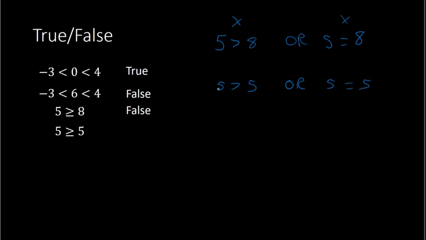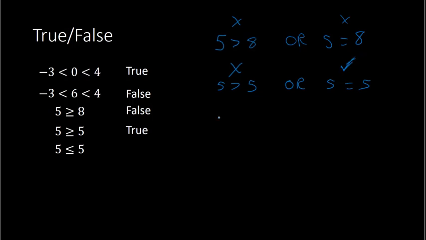For this to be true, one part of these needs to be true. 5 is not bigger than 5, but it is equal to 5. So because one part is true, the entire statement is also true. And that's with any or statement. With any or statement, as long as one part is true, the entire thing is true.